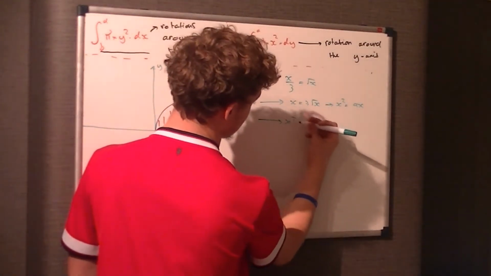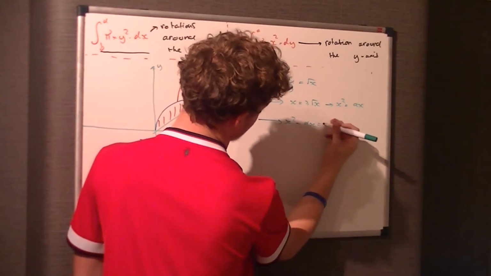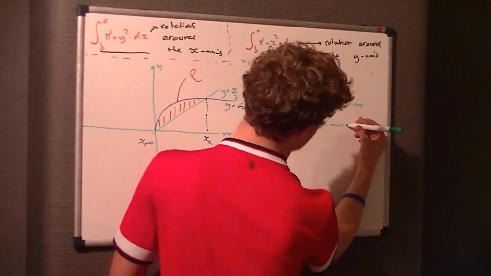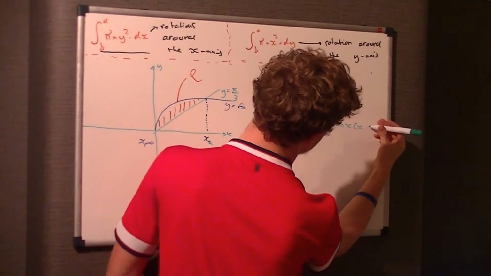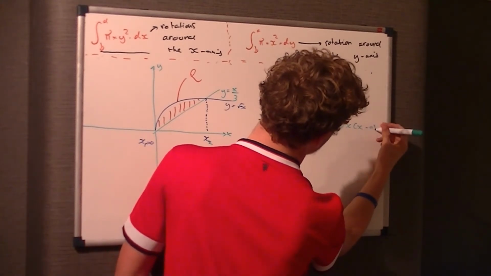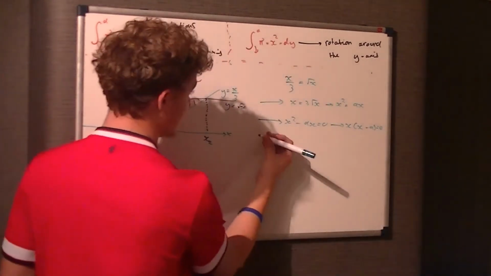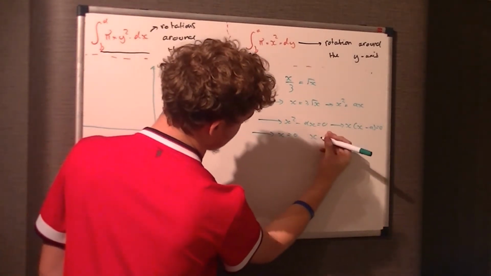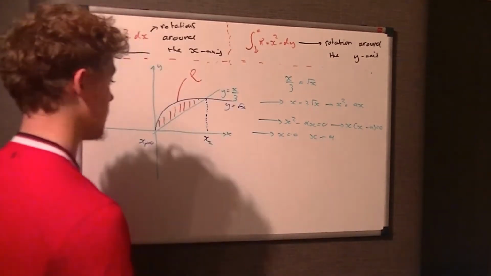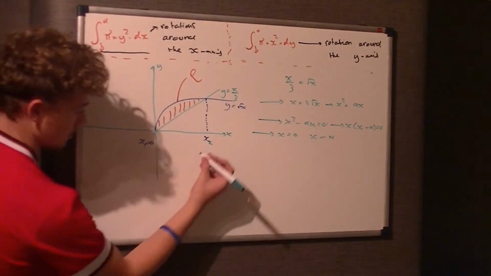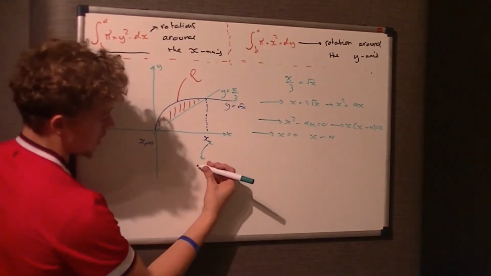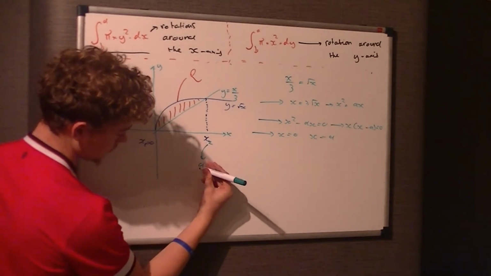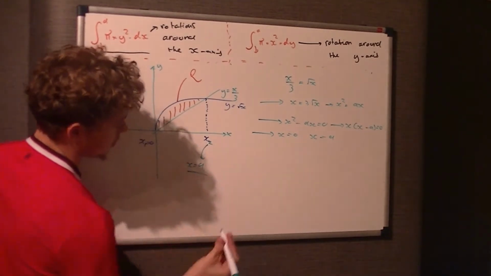So x squared, take 9x equals 0, factorise that, so take x out as a common factor, so that's x brackets x, take 9, and that's equal to 0. So therefore, your two x values are x equals 0 and x equals 9. And obviously, we've got 0 here, so this x2 must have an x value of 9.